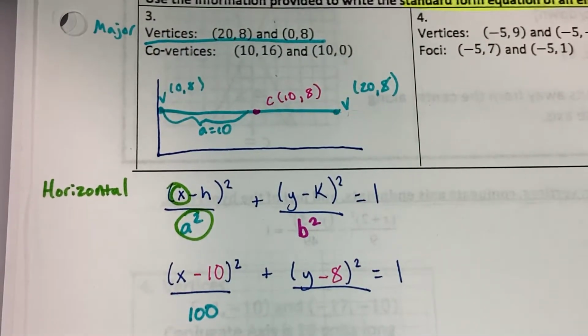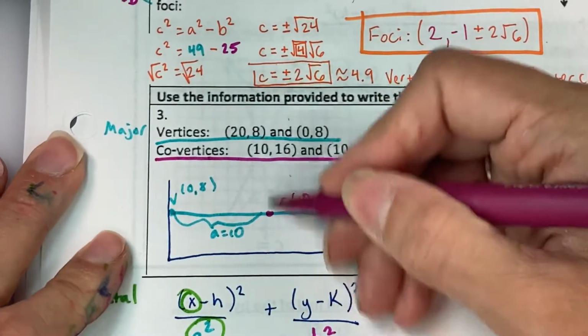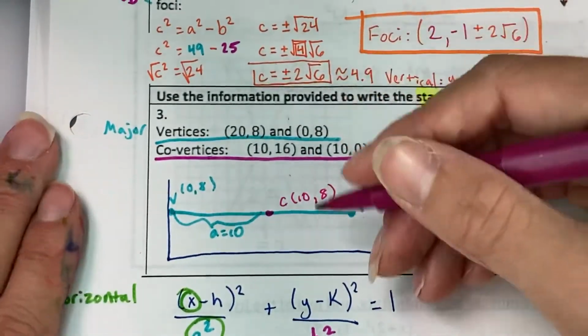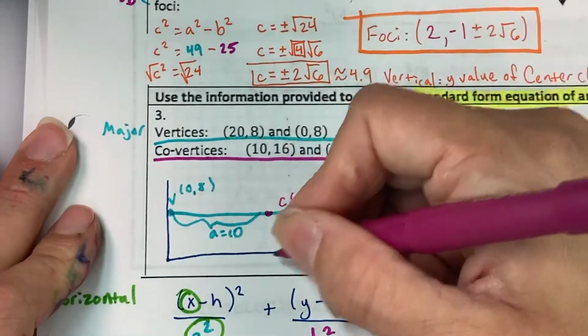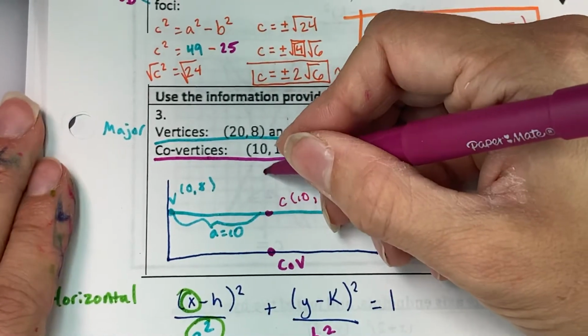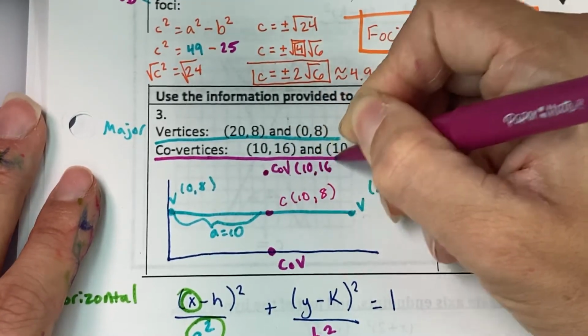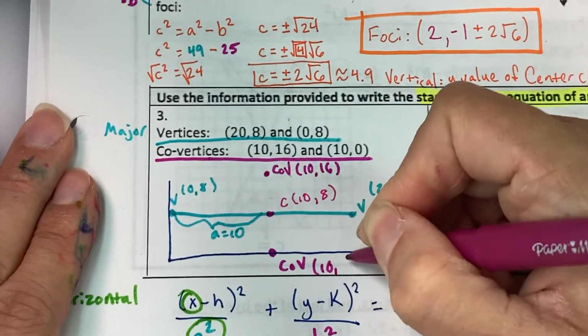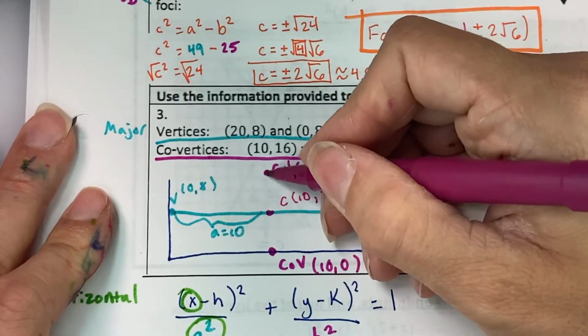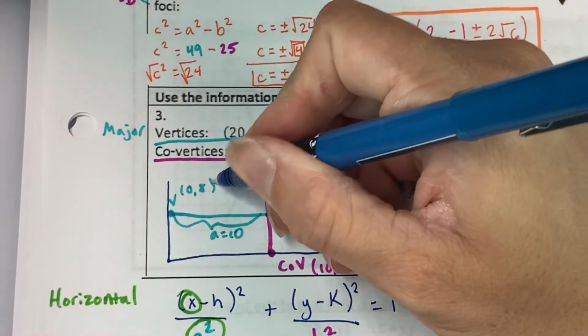Now the b value, which is going to come from those co-vertices, we have not found yet. So let's go ahead and look here. Now the co-vertices are going to be stacked up and down from our center. So 14, 0, we'll say is here. And 14, 16, now up here somewhere. So 14, 16, and 14, 0. And there's my minor axis. So again, making our ellipse real.